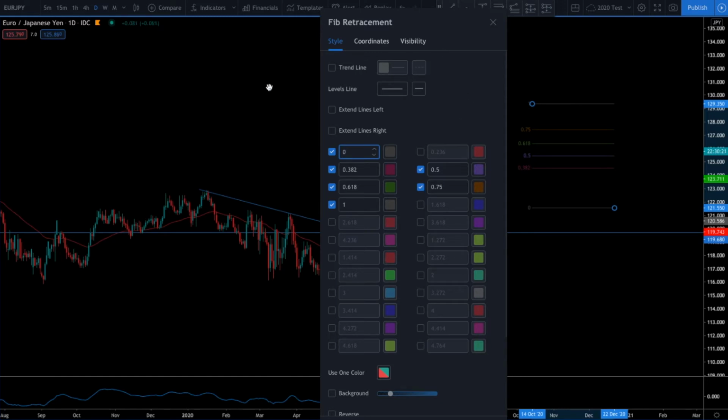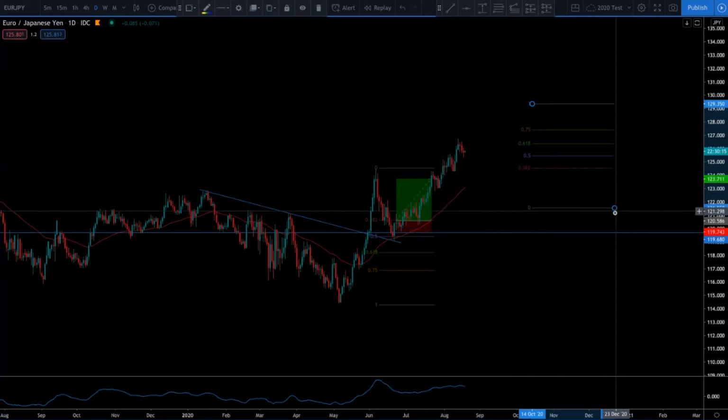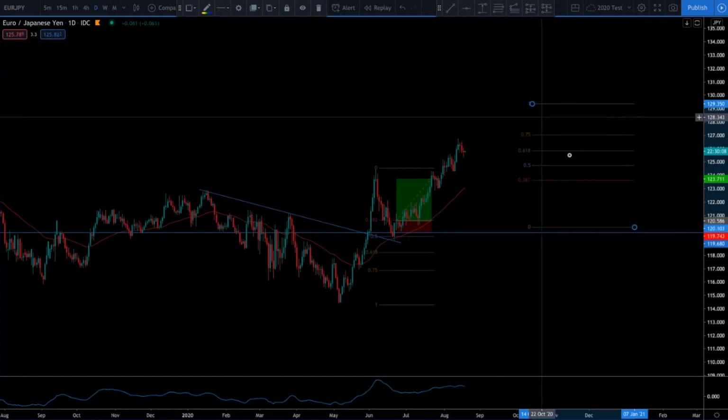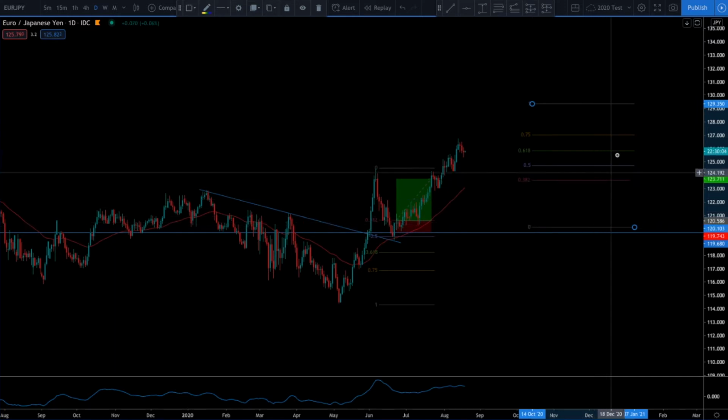So this is how mine's set up on TradingView. And here's what the tool looks like by itself. And you can see this is drawn from the top down. So if price was to move down to here, these are the retracement levels.